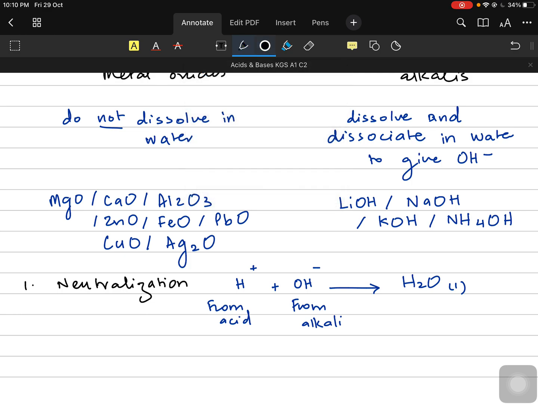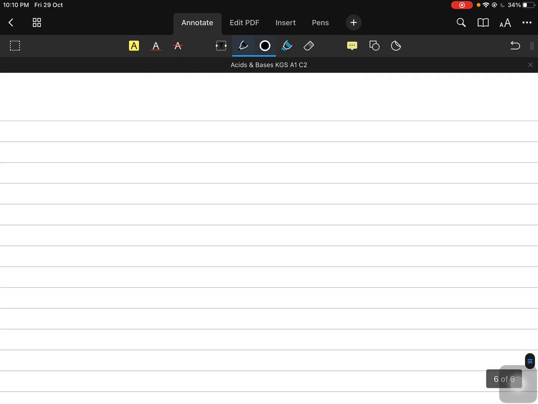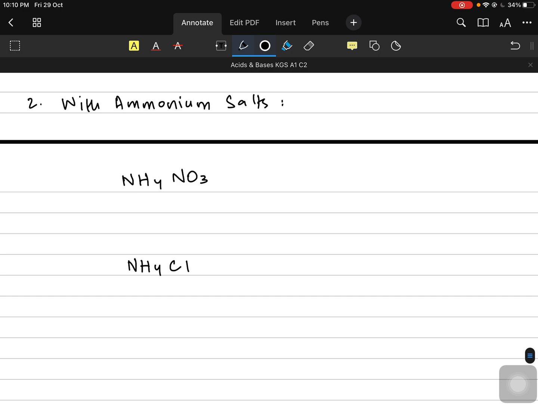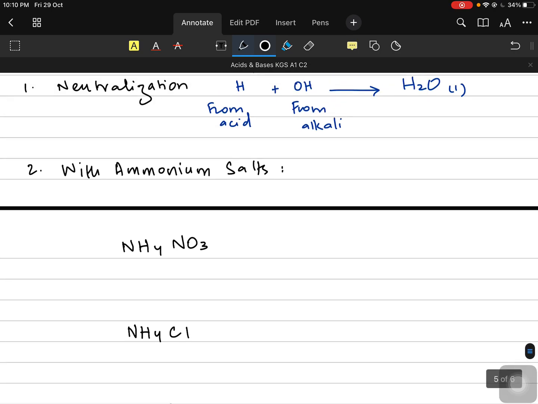The second reaction they do is with ammonium salts. Ammonium salt would be any chemical which has an ammonium ion in it. For example, ammonium nitrate. It could be ammonium chloride. It could perhaps be maybe ammonium sulfate. Ammonium has a +1 charge, so you can predict how we get the idea of (NH4)2SO4. Ammonium is again a polyatomic ion.